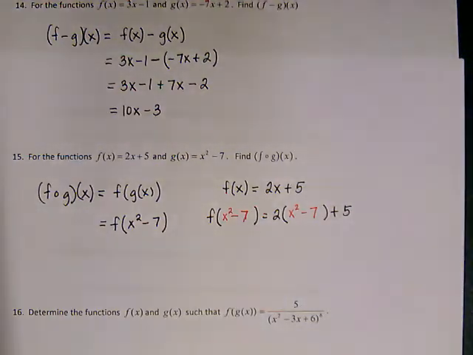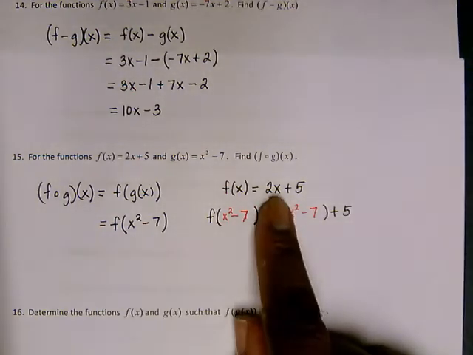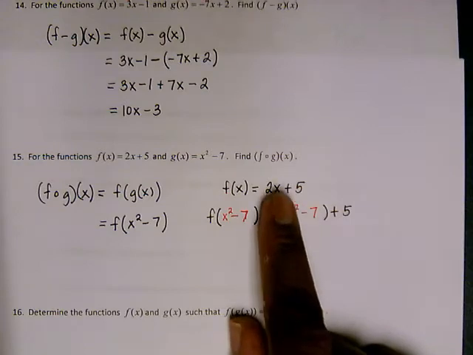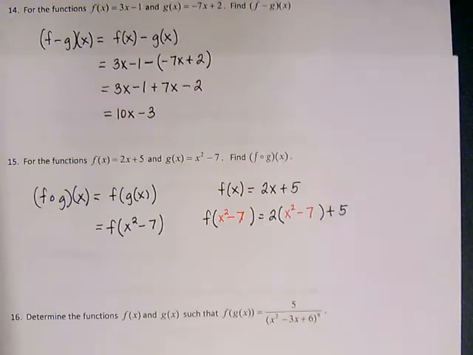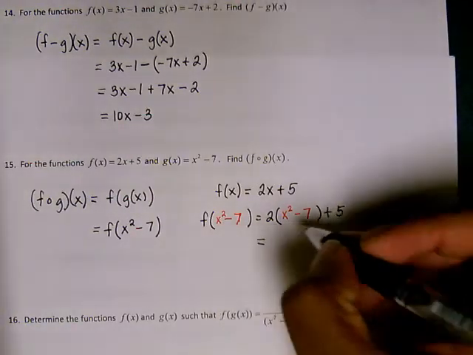So case in point, when you're finding the composition of f with g of x, you're basically taking your g of x function and putting in place of each and every x in the f of x function the g of x function. So each x in f of x, you're going to replace it with whatever g of x is. Now let's simplify the right side.